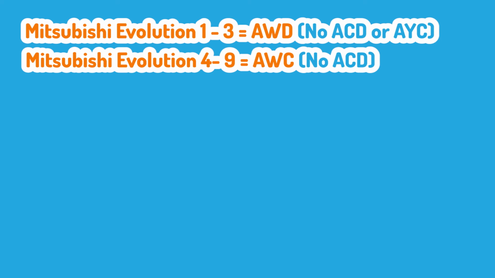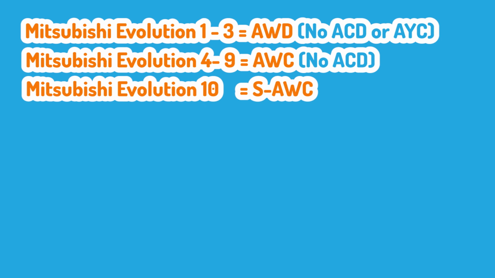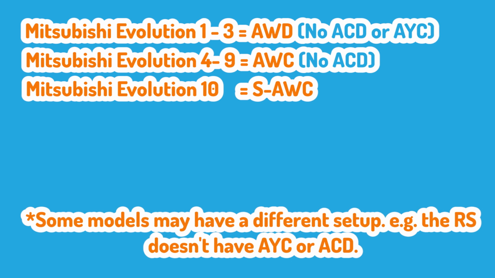And the EVO 10 comes with Super All-Wheel Control, which is the name given when it has ACD and AYC. Now if you are from the US, your EVO 8s and 9s are neutered really, and they don't have active yaw control, they just have a basic four-wheel drive system. And the EVO 10 is the only one in the US to come with an active center diff or active yaw control. It actually has both. So hopefully that has cleared something up for you.